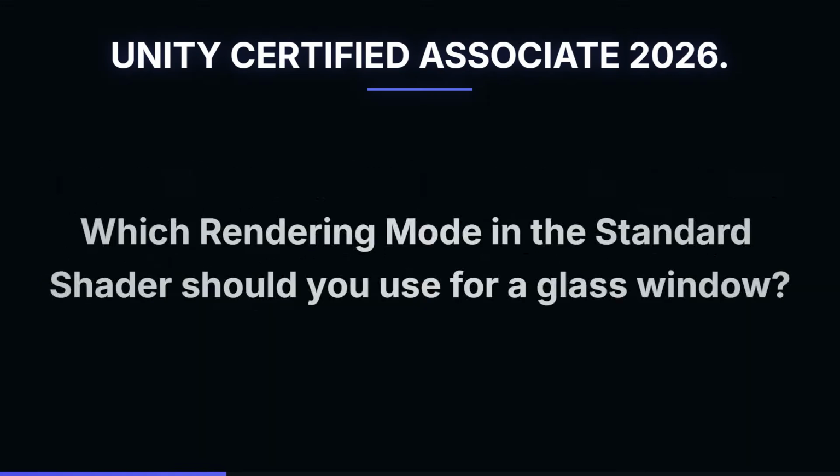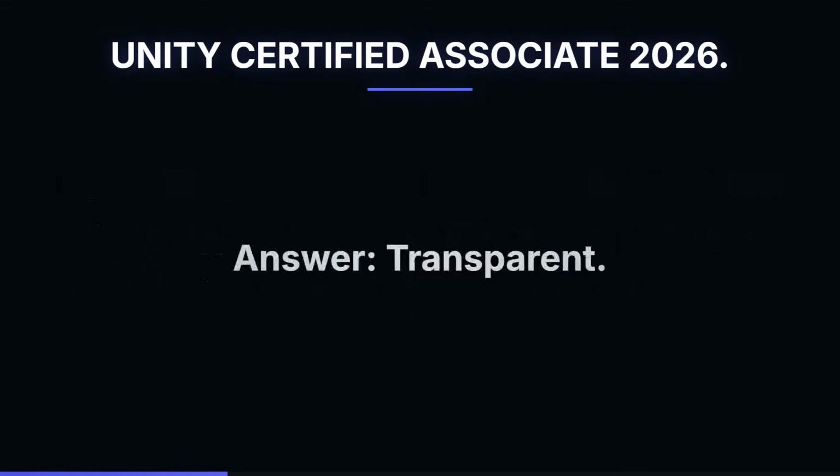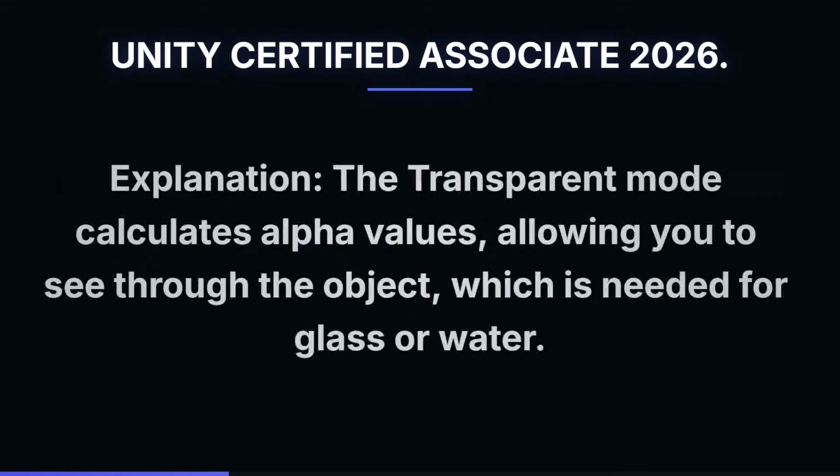4. Which rendering mode in the standard shader should you use for a glass window? Answer: transparent. Explanation: the transparent mode calculates alpha values, allowing you to see through the object, which is needed for glass or water.